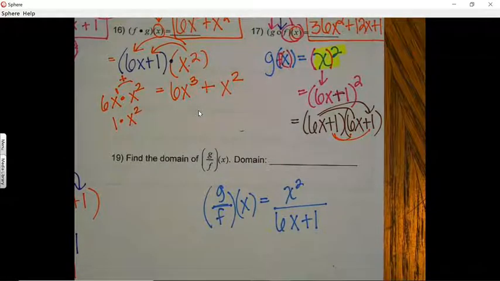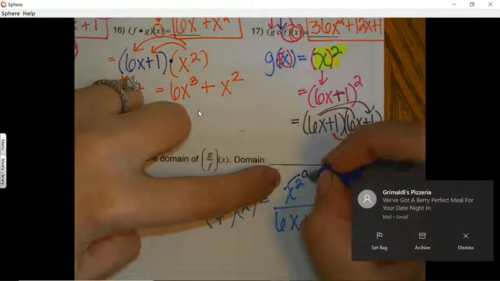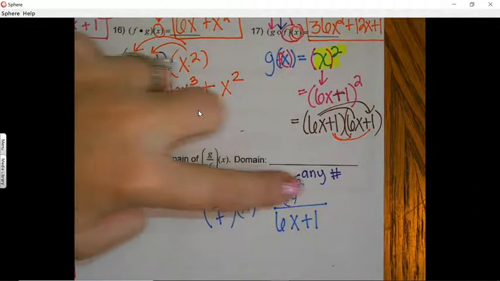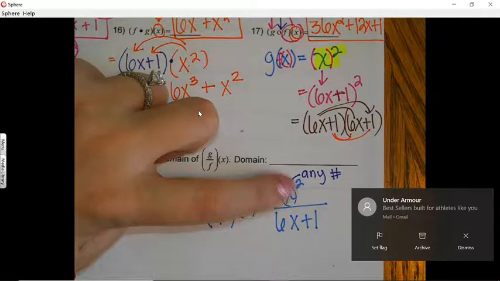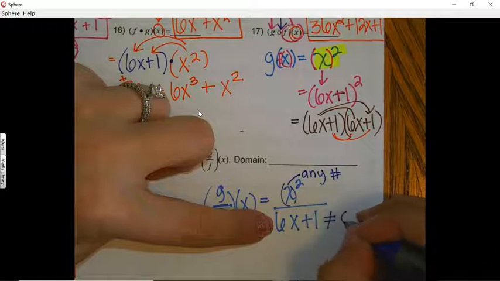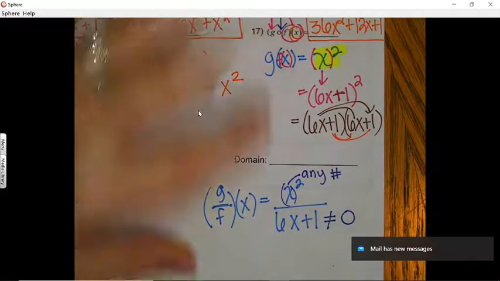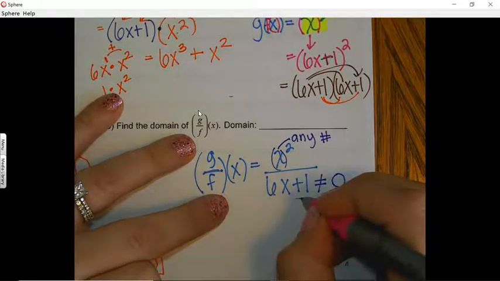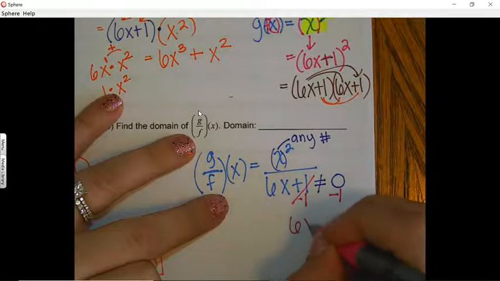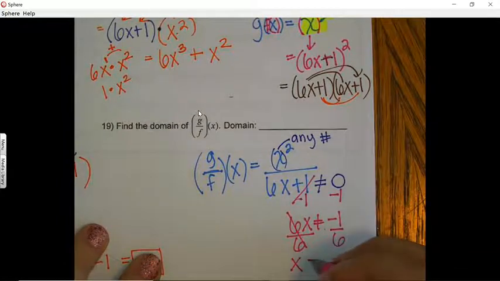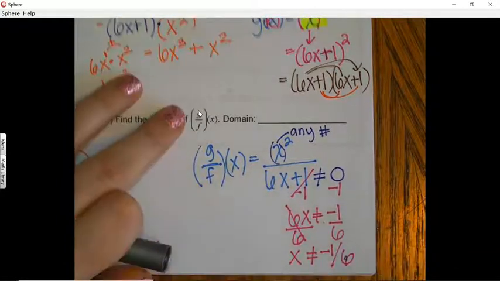All it says is just to find the domain. So when we find the domain, domain just means what can you plug in for x. Well, you can plug in any number for x here. The numerator of a fraction can be any number. But the problem is the denominator can never be 0 of a fraction. So we need to solve for what number is bad, and we'll make the denominator 0. So I'm going to go ahead and subtract 1, and then divide by 6. And this is the only number that x cannot be.